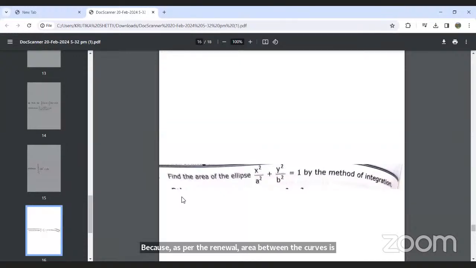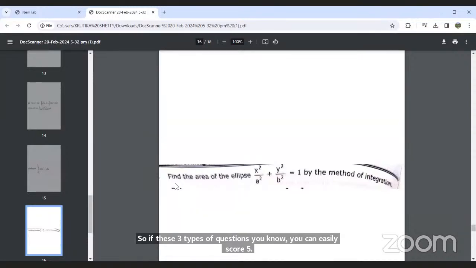Okay, so since area between the curves is cancelled, the only question remaining will be area of the simple curves. Simple curves are your ellipse, circle and parabola. Only questions on ellipse will be asked: area of the ellipse with x-axis, or area of the complete ellipse, then area of the circle, and then area of the parabola. So if you know these three types of questions, you can easily score 5 marks in this section.